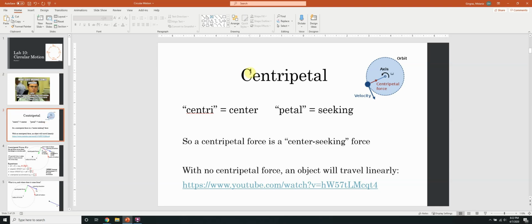If we break down the word centripetal, "centri" is center and "petal" is seeking. So it literally translates to a center-seeking force. With no centripetal force, an object would travel linearly, as we talked about with Newton's first law. An object in motion will stay in motion at a constant velocity until acted upon by another force.